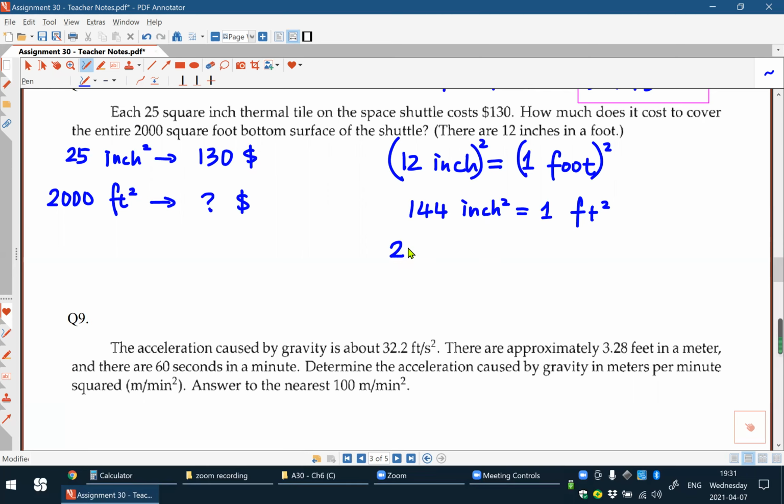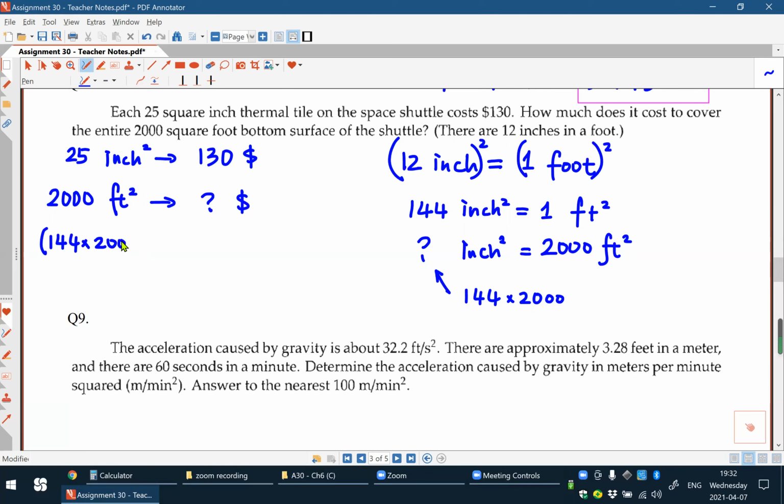So that means now we have 2,000 square feet. So that equals how much in square inches? You calculate this number. This number is now 144 times 2000, right? Okay, so that means 2000 square feet is 144 times 2000 square inches. So what does it cost?